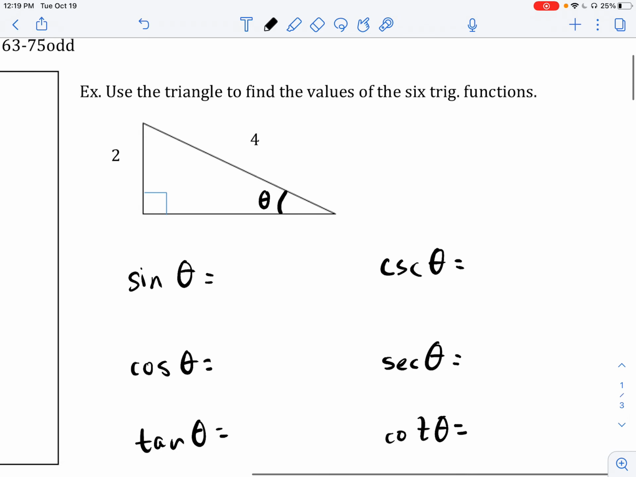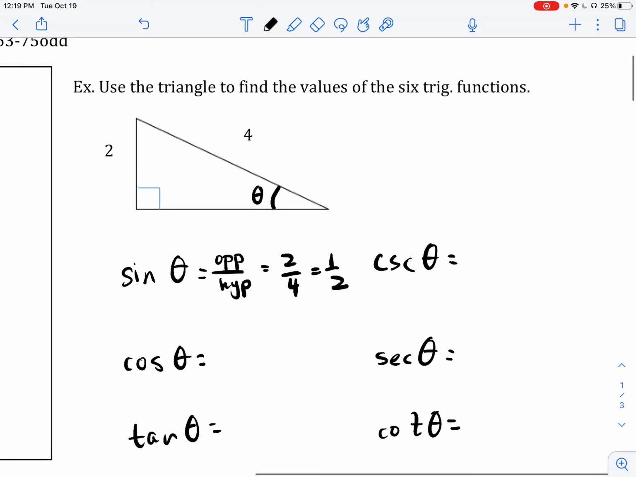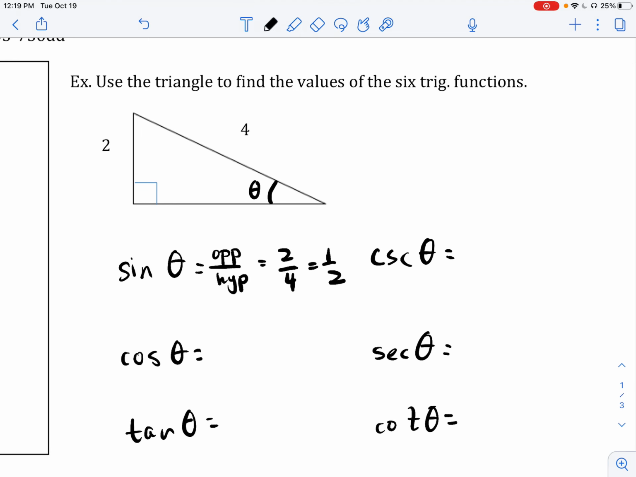I know that sine is equal to my opposite over my hypotenuse. So I can just say my opposite side here is 2, and my hypotenuse is 4, which simplifies to 1/2. All right, what about cosine now? Well, cosine, I need to compare my adjacent side here, which I can label as x, over my hypotenuse. Now that adjacent side was not given, but if it's a right triangle and I know 2 of my sides, I can use the Pythagorean theorem.